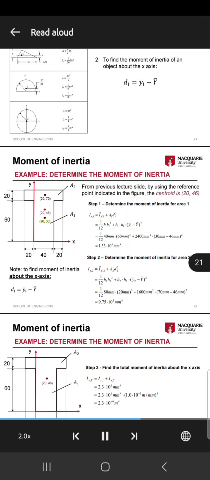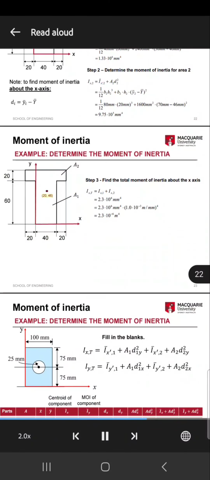The figure shows the composite shape with dimensions 20, 60, 40, 70, 30, and 46, and the X and Y axes. Moment of inertia.